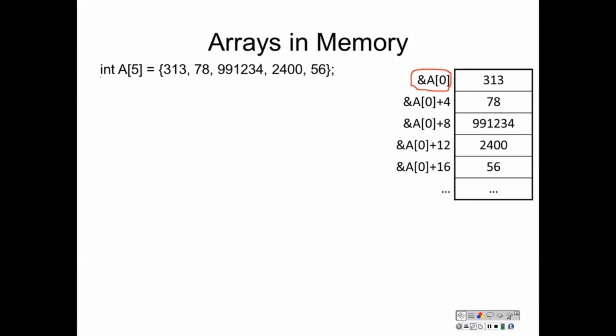The plus 4 is because in the C language, in a 32-bit architecture, the int type is a word-sized element, which means it's 4 bytes.